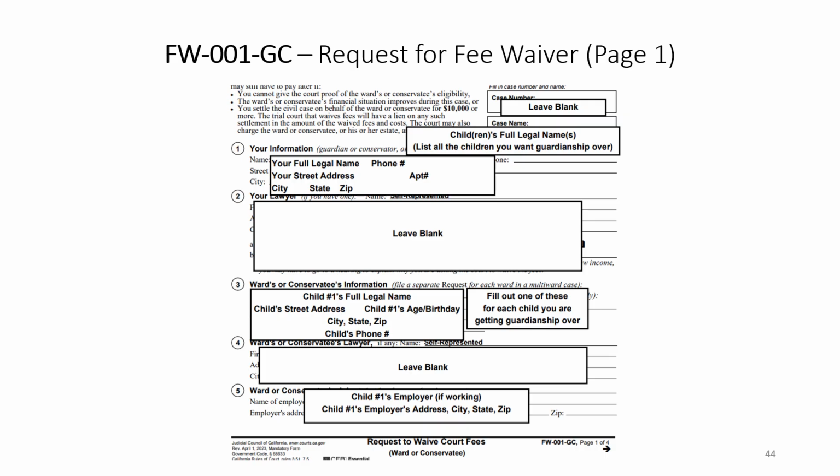On page 1 of Form FW-001-GC, you will fill out your name, address, and telephone number. If there are 2 petitioners, you'll list both of your names and other information on the same form. On item 3, you will fill out the child's name, address, telephone number, and their age and birth date.